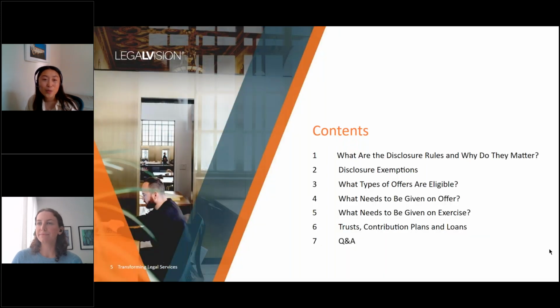So today, we will be discussing what the disclosure rules are and why they matter in relation to ESOPs, what the disclosure exemptions are, what types of offers are eligible for the new disclosure exemptions, what needs to be given on an ESOP offer, what needs to be given on exercise of options, and then also how trusts and contribution plans and loan plans relate to these new disclosure rules. And then we'll also have a section at the end to answer any questions that you have along the way.